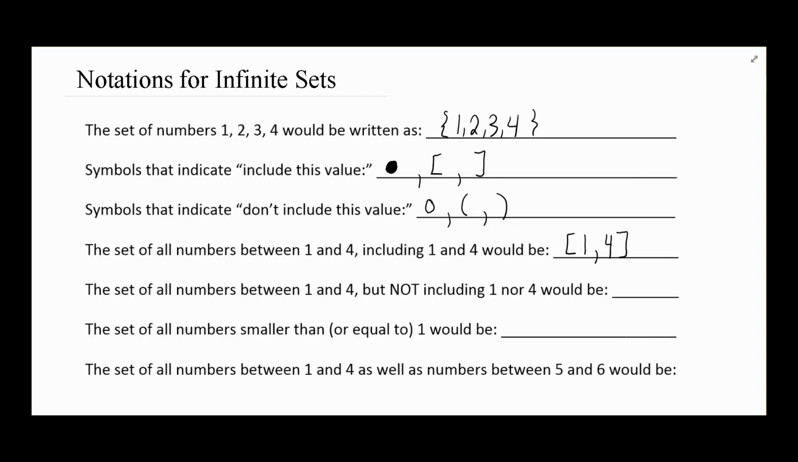Now, if I want to list the set of all numbers between 1 and 4, not including 1 nor 4, then we'd use parentheses. Again, order matters. And it's important to realize what this means: 1.0000000000001 is included in this set. 1 isn't, but 1.0000001 is. 4 is not included, but 3.999999999 is. So everything in between 1 and 4 is part of this solution, part of this interval, but 1 and 4 themselves are not.